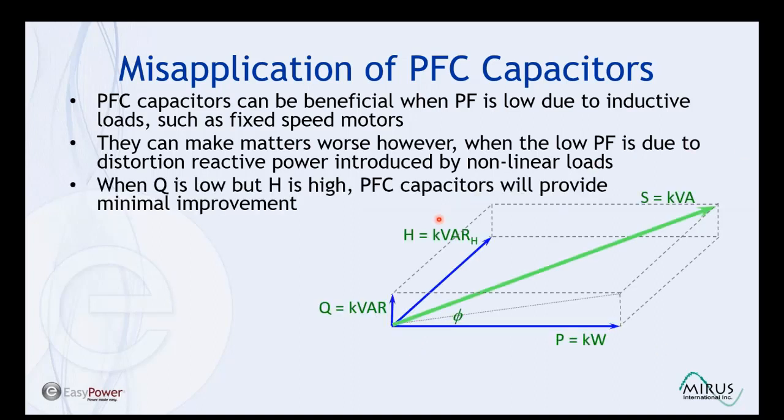In this example here, we're showing a distortion harmonic component, which is quite large. There's a lot of harmonics, a lot of reactive power harmonics, and a relatively small inductive component. And we can see in this scenario, if we try to target the inductive reactive power by applying capacitive reactance in the opposite direction, we will tend to overcompensate because we'll be trying to compensate for a very low power factor that is low because of the distortion component.